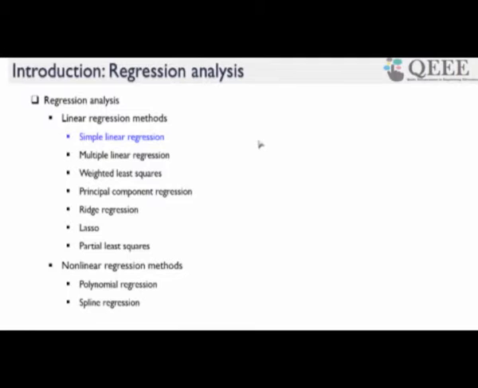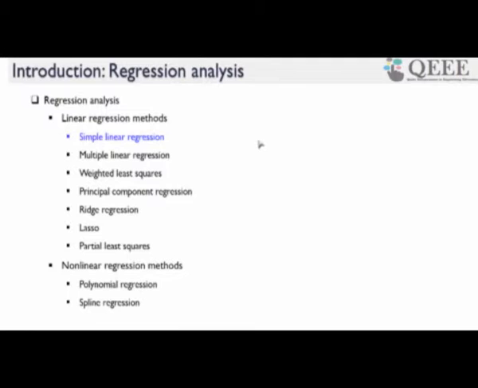Now, in this very short introduction course, what we are going to look at is only simple linear regression. The other approaches are here as a list, and if you are really interested in this, I would strongly encourage you to go and look at how some of these are done. Nonlinear regression methods, there are many.